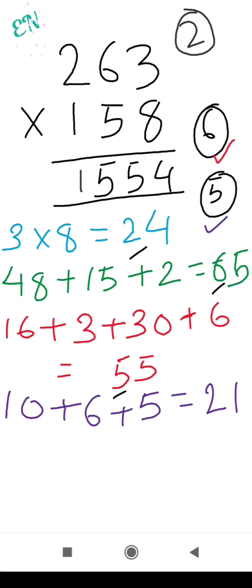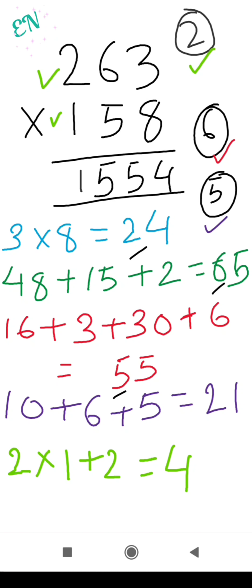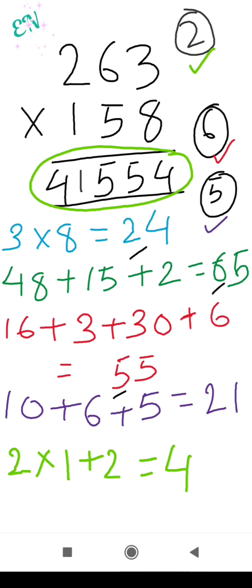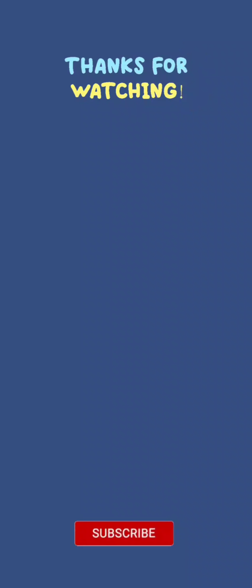Now let's see the last step. In the fifth step, we need to multiply the hundreds places. So here comes 2 into 1. Then we have to add the carry to the product. And here comes the answer as 4. So this is the last step. We will write 4 as it is. So the product of these two 3-digit numbers is 41,554.